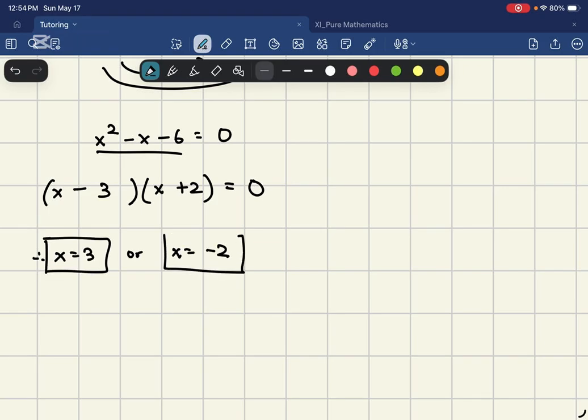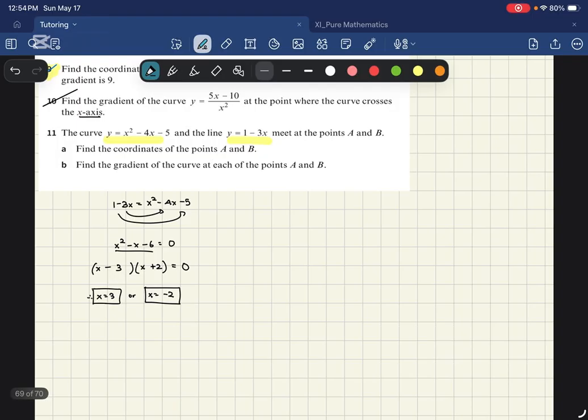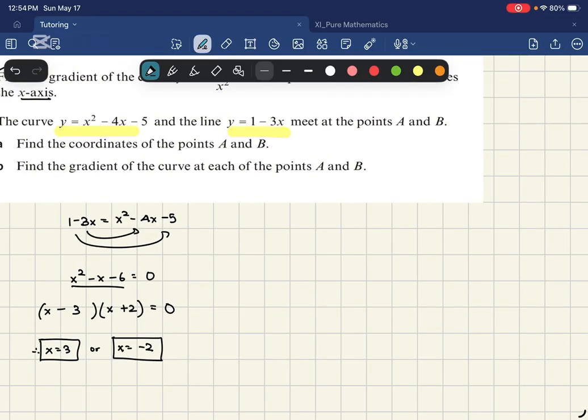And the reason why I'm doing the factorization very quickly is because we have covered this in chapter 2 or 3. So we have our two x points. But we also should be giving the y coordinate. So point A, let's say, x is minus 2. You substitute minus 2 here, you get 7. Point B is you substitute x is equal to 3. You get 1 minus 9 is minus 8. All right.